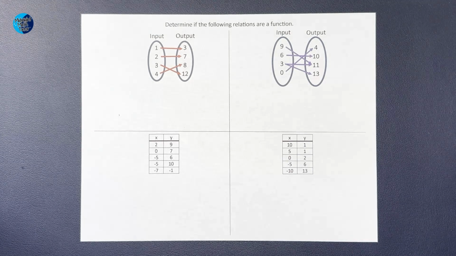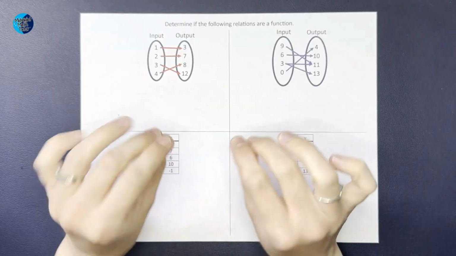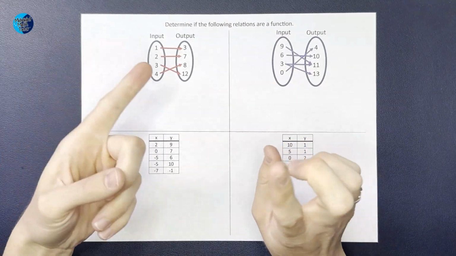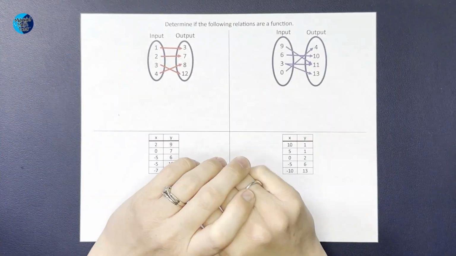Hey guys, we are talking about relations and functions today. A relation is just a group of numbers that are related. We use them all the time. They can be represented by graphs, tables, ordered pairs. There's other ways. That's what a relation is.